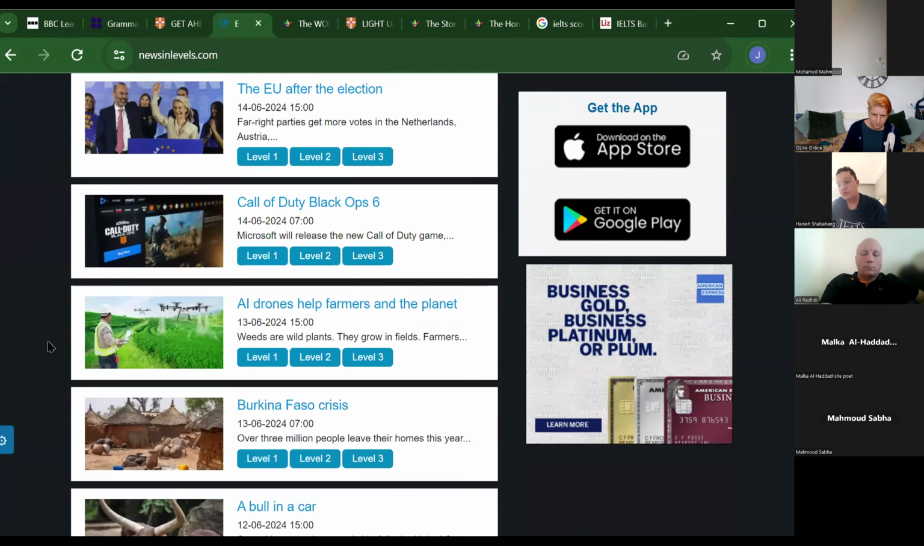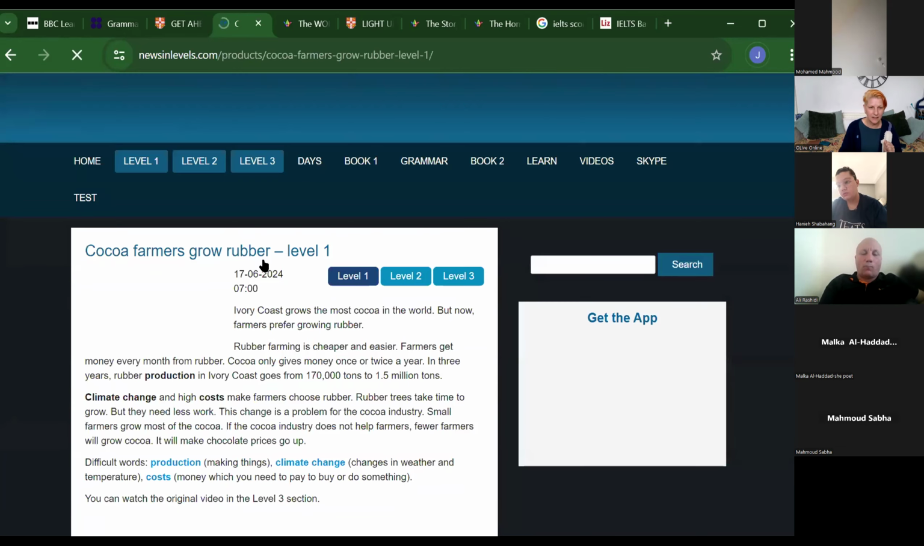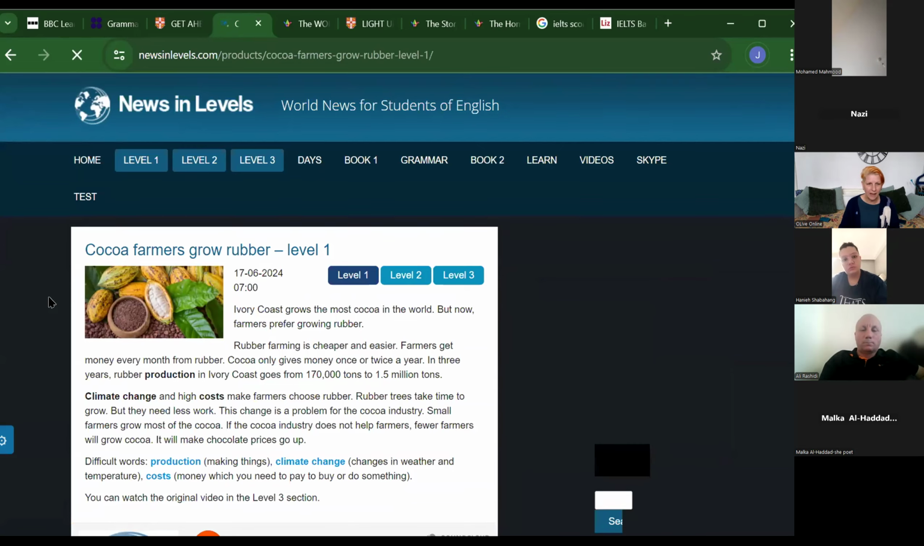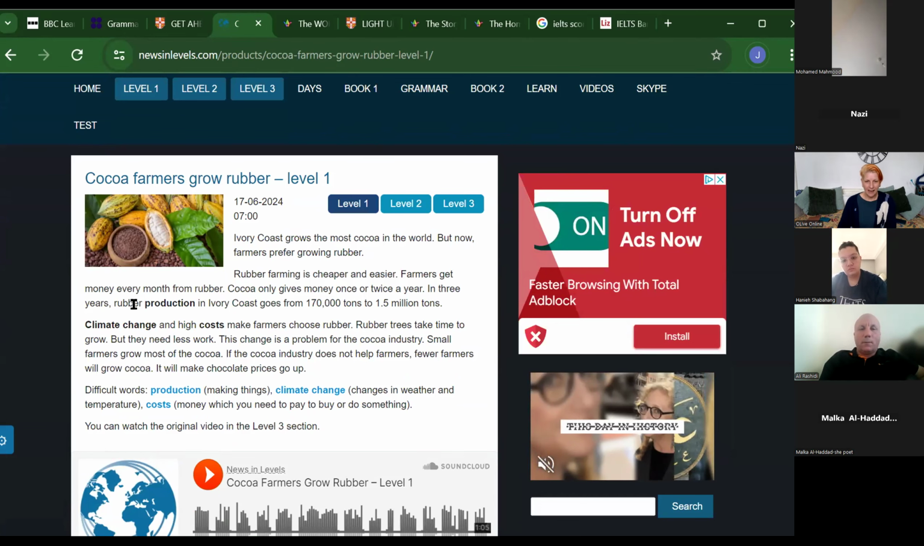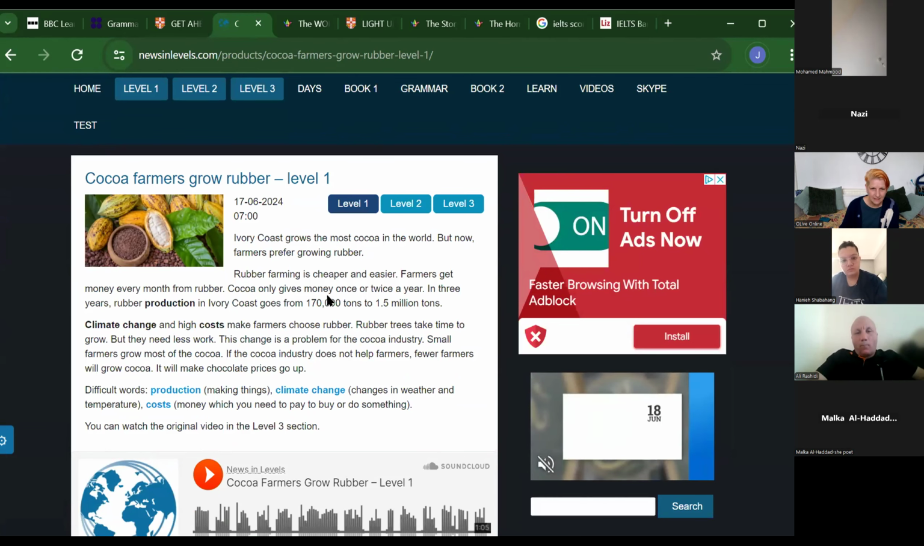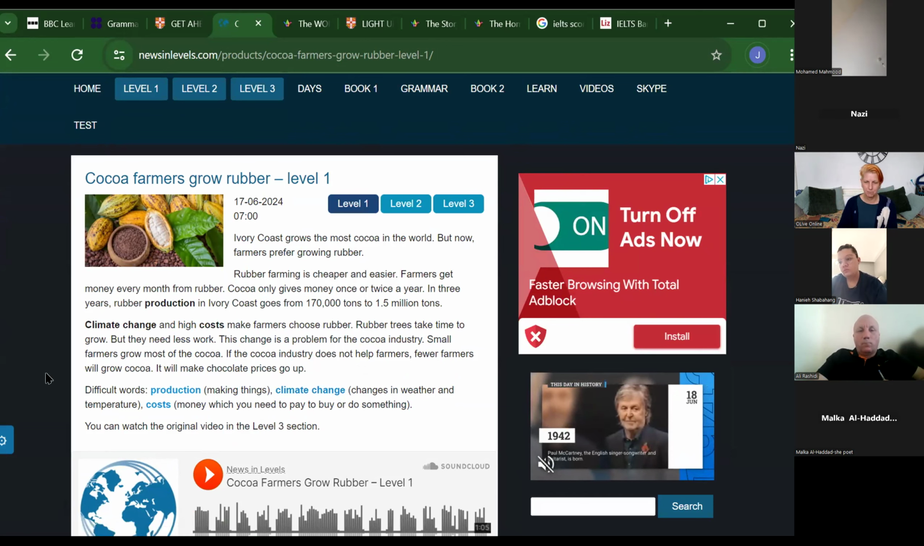Now, they can look very complicated, but they're not. If we go to this one I was looking at earlier, here we have level 1. If we read this, and you can read it out loud, you'll find all of the sentences are in the present tense. Okay, all of the present levels. newsinlevels.com.